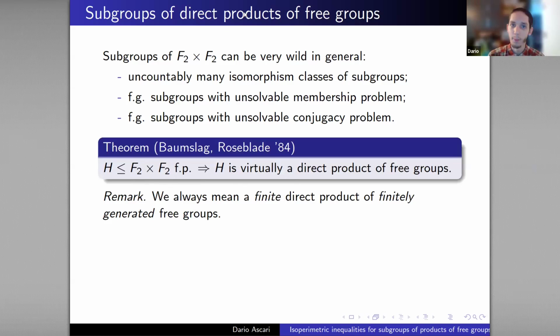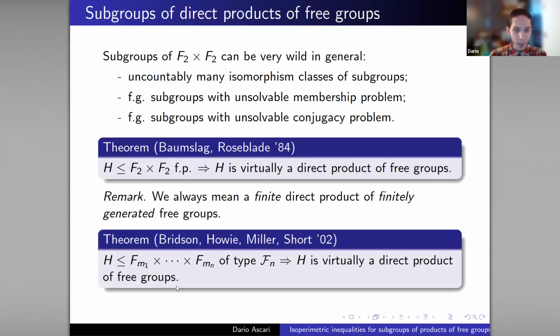I will talk a lot about direct products of free groups. I always mean finite products of finitely generated free groups. So finitely many factors and finitely generated free groups. And this result can be generalized to products of more than two free groups. And the result is the following. If H is a subgroup in a product of n free groups, and if H is of type Fn, then H is virtually a direct product of free groups.